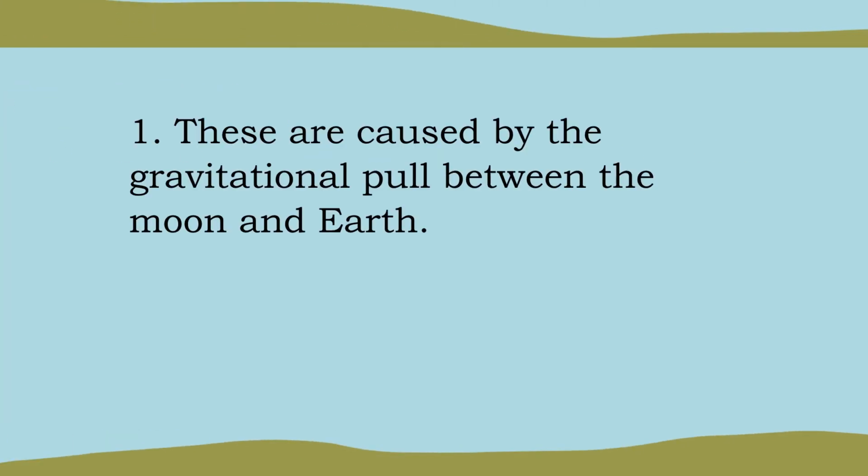Number 1. These are caused by the gravitational pull between the Moon and Earth. The given letters are E, I, T, S, and D. What word could it be? Yes, the answer is tides.